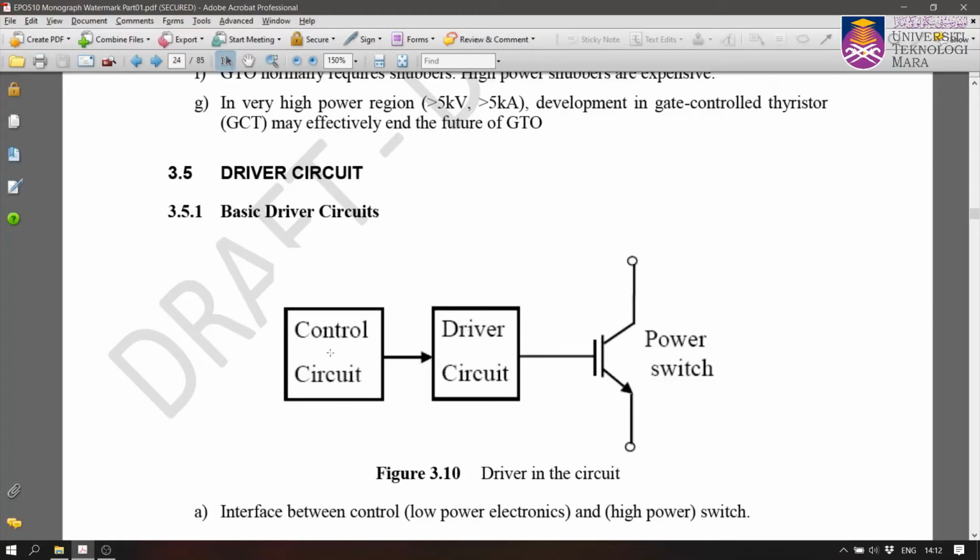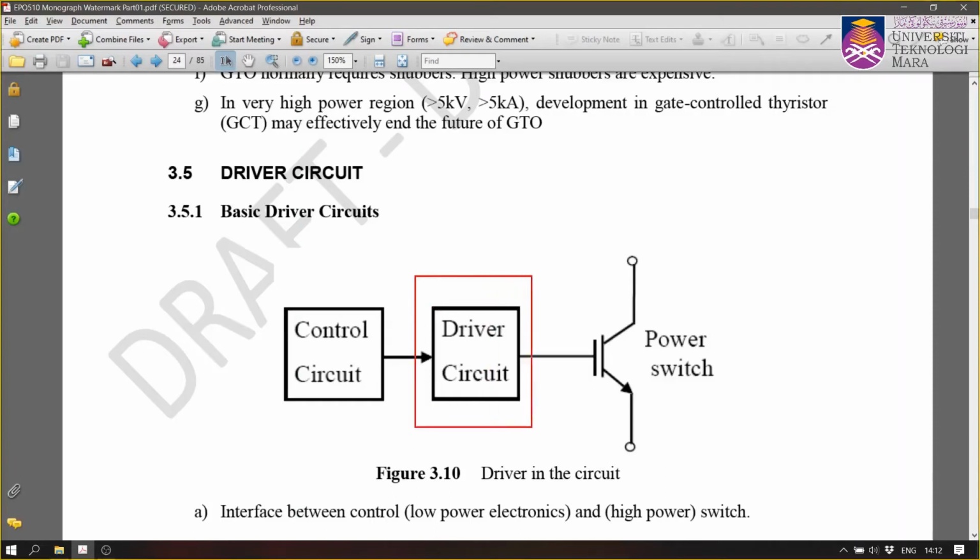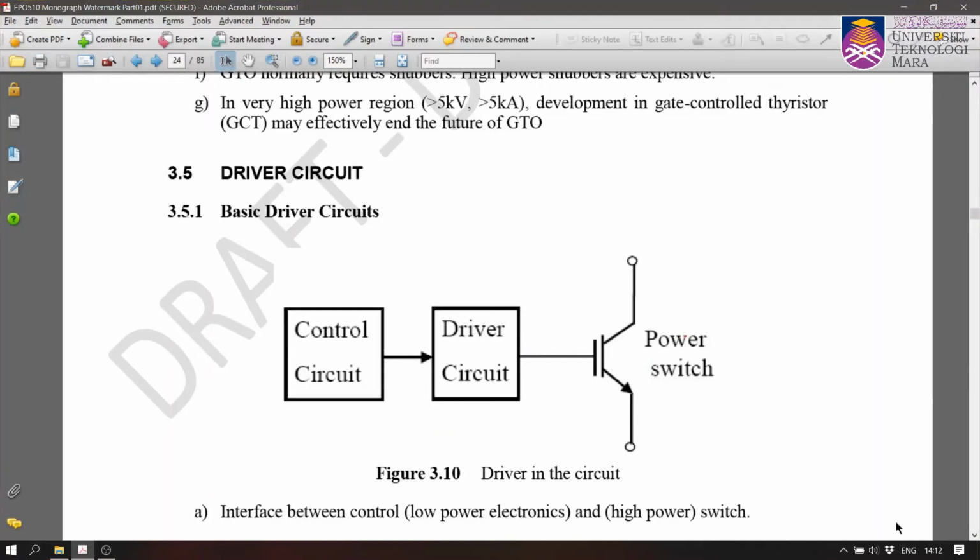Why? Because the control circuit normally has a very low current and voltage, but the power switch normally uses 15 volts and a higher current for it to be turned on. Therefore, you need to have this intermediate circuit, the in-between. So there is another circuit that steps up the voltage and current so that it will turn on the switch. Right. Okay. So it is an interface.